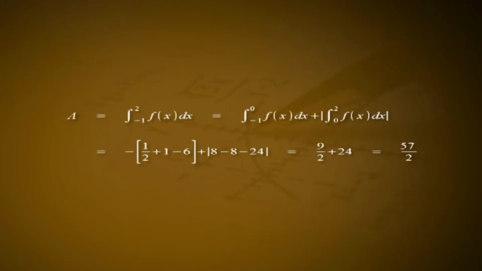A is equal to integral from minus 1 to 2 f of x dx, which is equal to integral from minus 1 to 0 f of x dx plus modulus of integral from 0 to 2 f of x dx. That is equal to minus of 1 by 2 plus 1 minus 6 plus modulus of minus 24, which is equal to 9 by 2 plus 24, which is equal to 57 by 2.